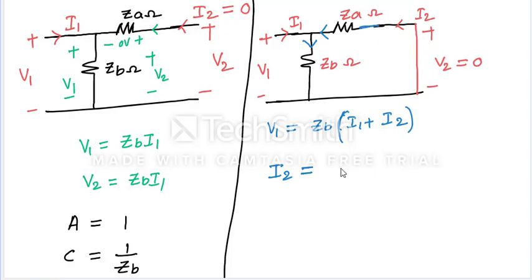This current, I can use current division here. That is what I can say, ZB by what? ZA plus ZB into minus I1. Check it. Why minus I1? Why this minus I1? So this I1, I2 are opposite direction now.